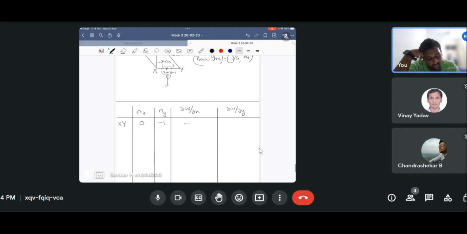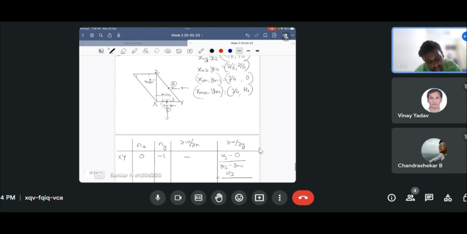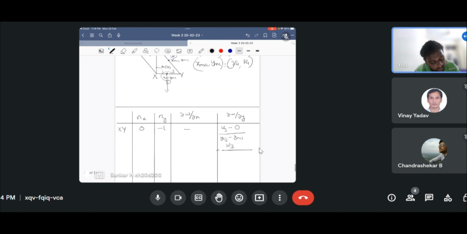Therefore, we don't have to worry about dou w by dou x, we only have to worry about dou w by dou y. Now, dou w by dou y is given by w3 minus, since it is at the wall that's being computed, 0, divided by yc3 minus ym1. Now this is given by w3 divided by what is yc3 minus ym1? It would be 1 by 6 minus 0, which is nothing but 1 by 6.